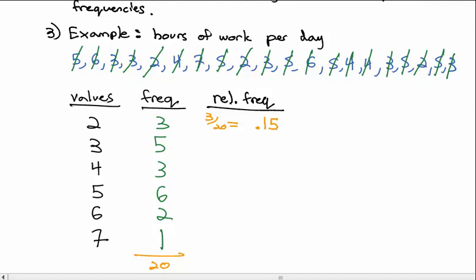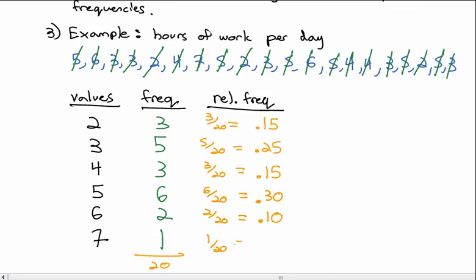The value of 3 occurred 5 times. 5 out of 20, that relative frequency is 0.25. 3 out of 20, that relative frequency is 0.15. 6 out of 20, that relative frequency is 0.30. 2 out of 20, that relative frequency is 0.10. And 1 out of 20, that relative frequency is 0.05.